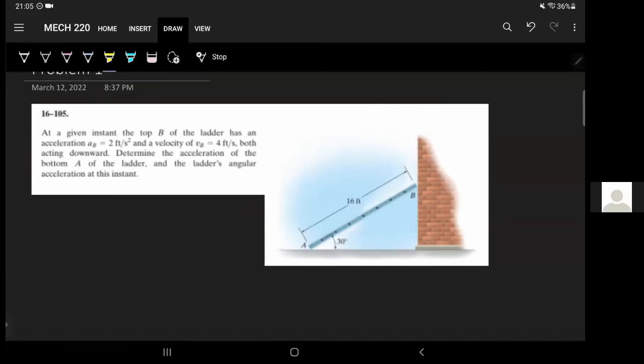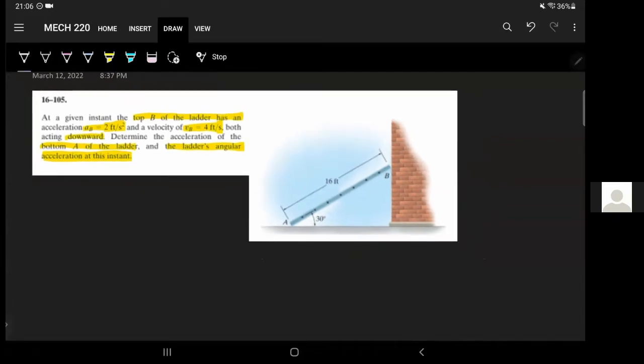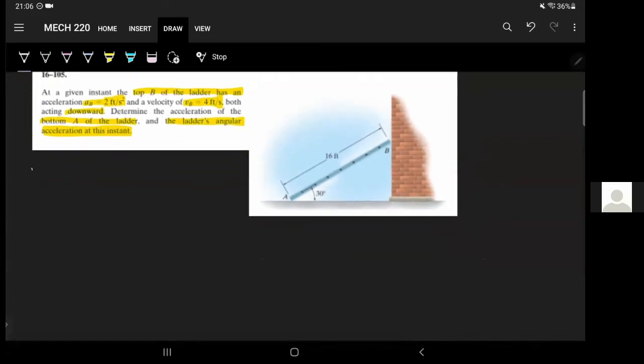At a given instant, the top B of the ladder has an acceleration of 2 feet per second squared and a velocity of 4 feet per second, both acting downwards. You need to determine the acceleration of the bottom A of the ladder and the ladder's angular acceleration at this instant. All right, so first thing first, I'm gonna do the free body diagram, right?